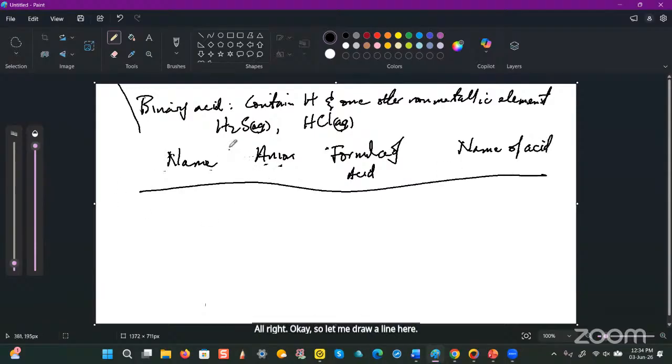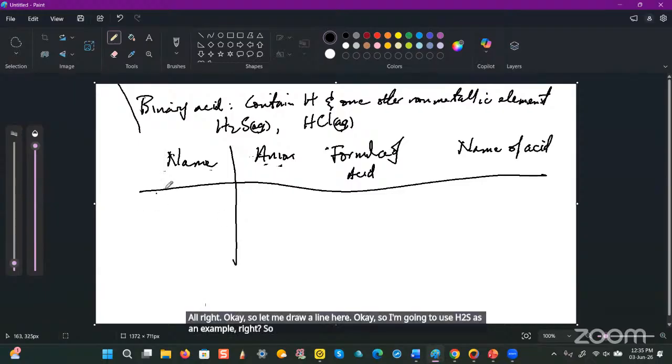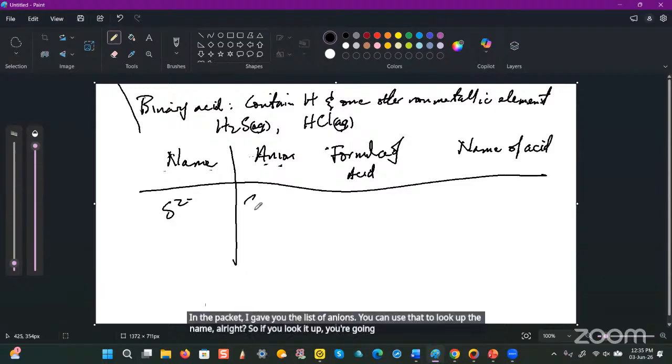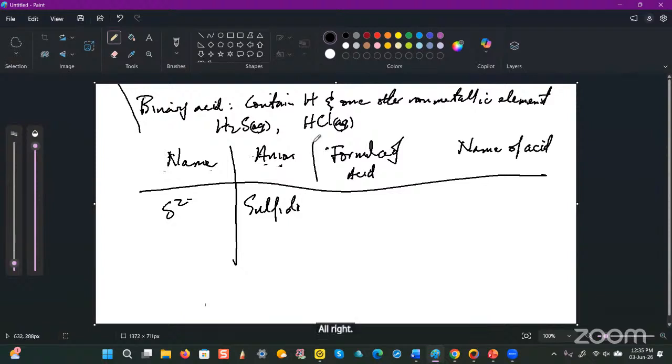Okay. So I'm going to use H2S as an example, right? So in the case of H2S, the anion will be S2 minus, right? And if you look in the tables, remember I gave you in the packet the list of anions. You can use that to look up the name, all right? So if you look it up, you're going to see that the name of the anion is sulfide. All right? That's the name of the anion, right?